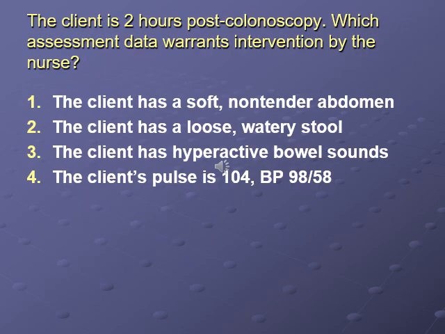So 2 hours post-colonoscopy, it's asking which data warrants intervention by the nurse. The answer is 4. We see tachycardia and the blood pressure coming down. Granted, we don't have a baseline assessment, but a heart rate of 104 and blood pressure more in the 90s over 50s we know is on the low side. So we are wondering if we have signs and symptoms of shock, or early signs and symptoms that might indicate a potential bowel perforation from that procedure. Again, that's the highest priority assessment post-colonoscopy, post-sigmoidoscopy, and post-EGD or endoscopy.